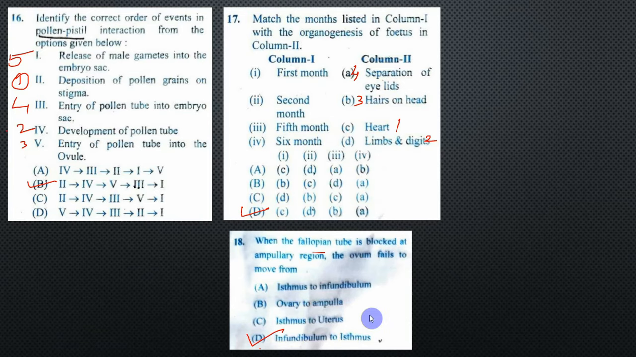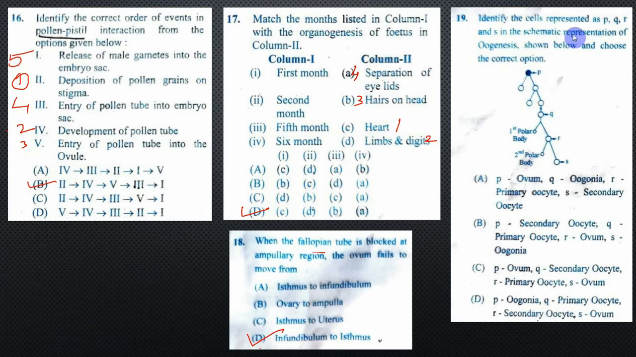Now moving on, identify the cells presented as P, Q, R and S in the schematic representation of oogenesis shown below and choose the correct option. So they have given over here the P, Q, R and S. They have even labeled the first polar body, second polar body. The first polar body is coming from the primary oocyte. Obviously the Q should be primary oocyte.